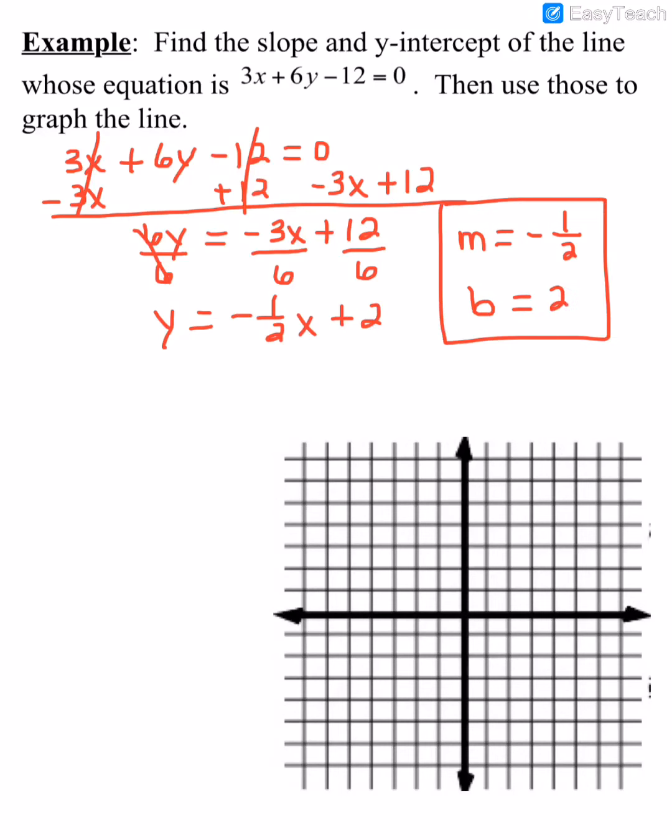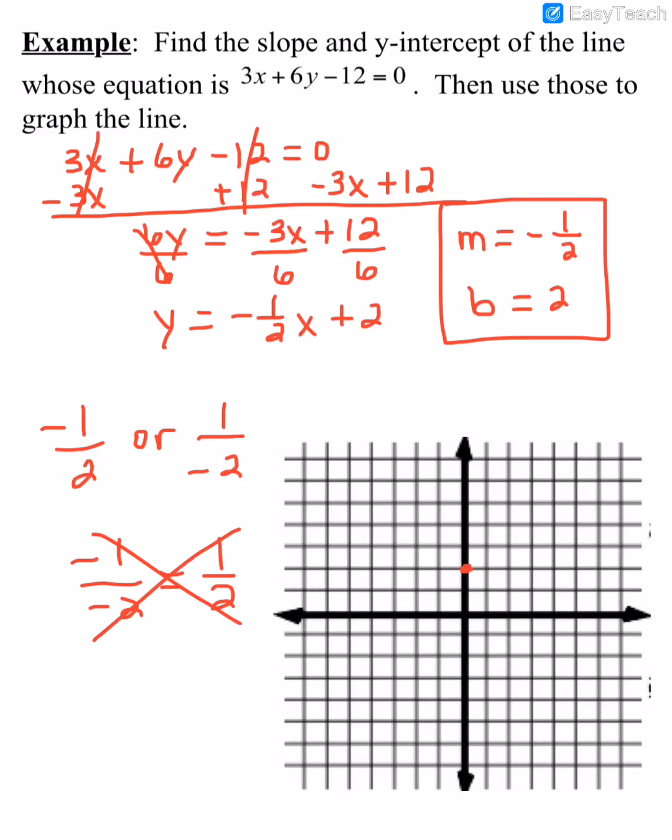Also, when I have a slope that's negative, I need to choose to put my negative sign with either my numerator or my denominator, but not both. So this would either be -1 over +2 or +1 over -2. Why would I not do -1 over -2? Because that would make it positive, and it's not positive, it's negative. So I either do -1 over +2 or +1 over -2.